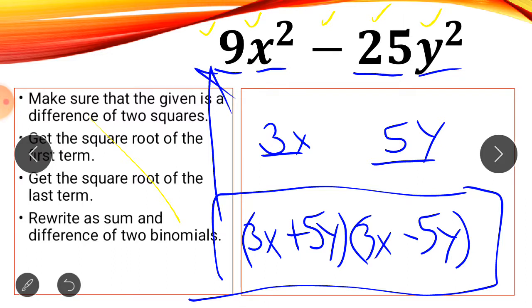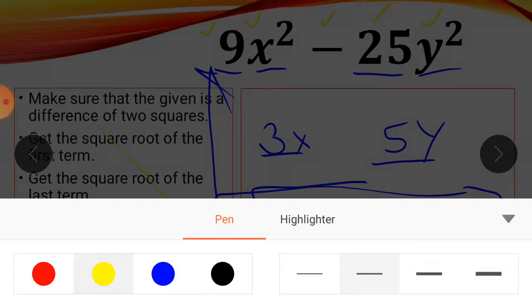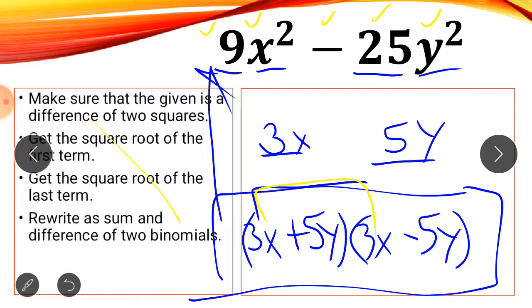Okay, so if you want to check whether your answer is correct, you can multiply this using the FOIL method or long method. Okay, so let's try. So we have 3x times 3x, 9x squared, check. 3x times negative 5y will give you negative 15xy. 5y times 3x will give you positive 15xy. And for the last term, 5 times negative 5, negative 25y squared.